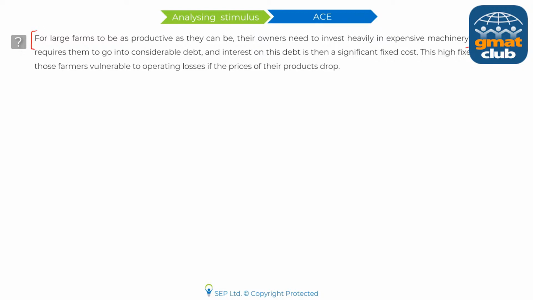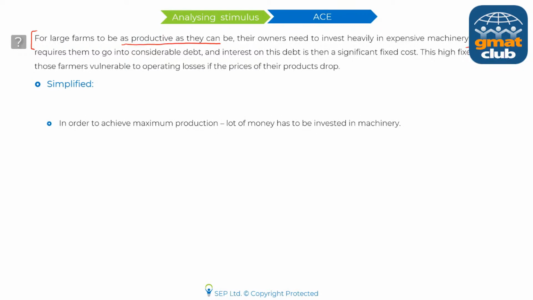So for large farms to be as productive as they can be, I'm going to stop there and think, okay, what does as productive as they can be mean? Oh, okay. So for large farms to achieve their maximum productive capacity, all right, what then? Their owners need to invest heavily in expensive machinery. Now, if you simplify that in your language, it means in order to achieve maximum production, a lot of money has to be invested in machinery. Now, this is the simplification of the first sentence, correct?